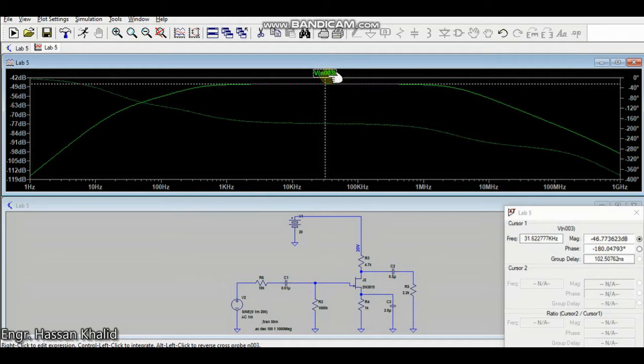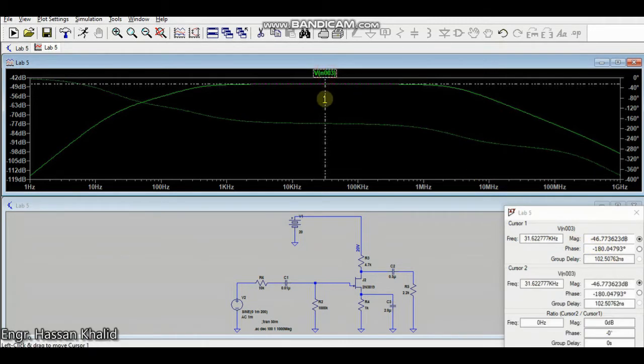in which the output is above 70 percent of the input. That means it's the range of the 3 decibel, where all the ranges are above the 3 decibels. So in order to measure that 3 decibel, if I subtract the 3 decibel from 46.77, it will be approximately 43.77.